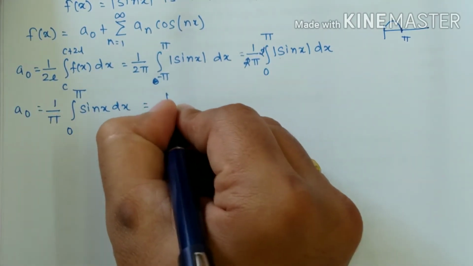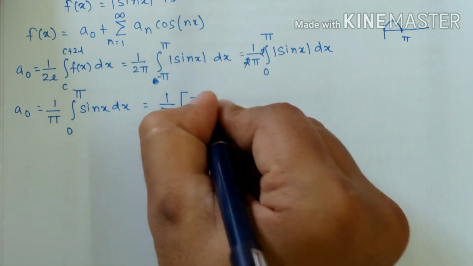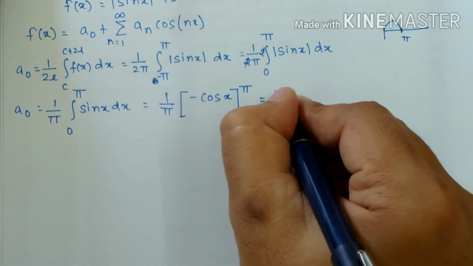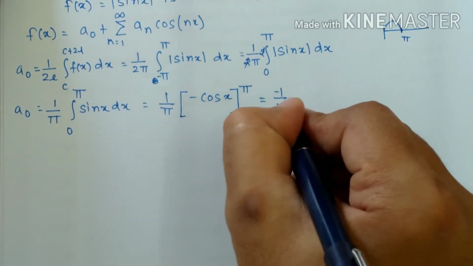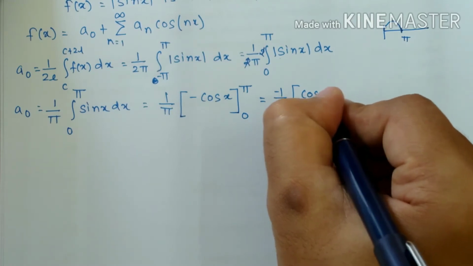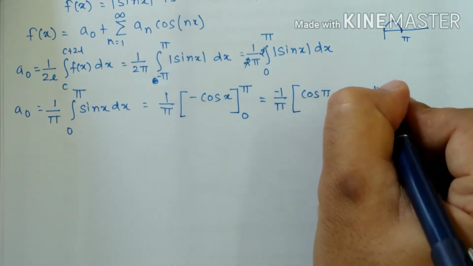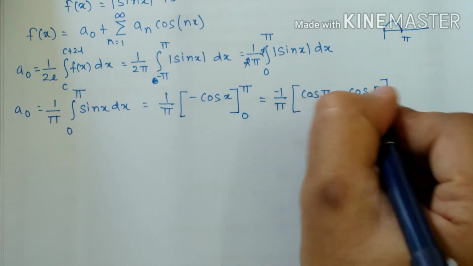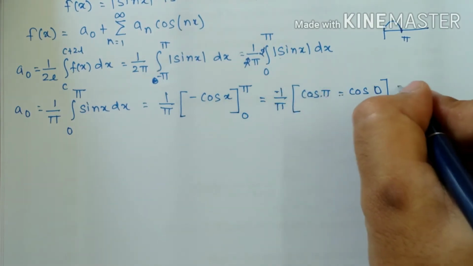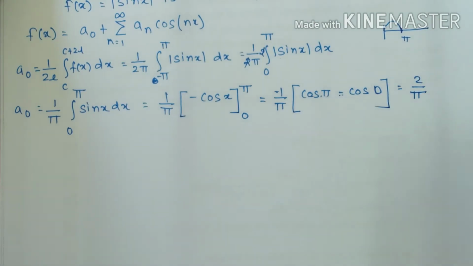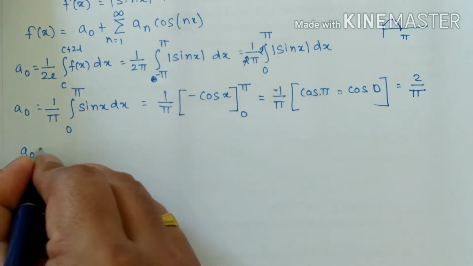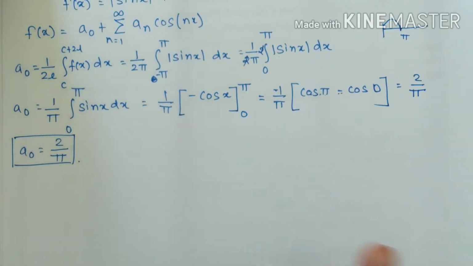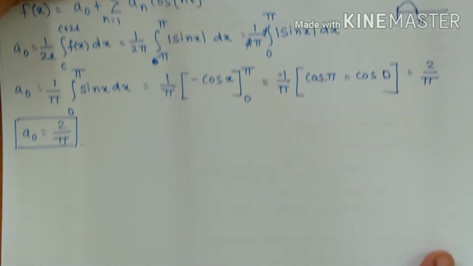Now, integration of sin x is minus cos x, limits from 0 to pi. I'll take the minus outside. So, minus 1 upon pi into bracket cos pi minus cos 0. Cos pi is minus 1, cos 0 is 1. But there is a minus sign. So, minus 1 becomes minus 2, and this minus 1 becomes 2 upon pi. Hence, the value of a naught is equal to 2 upon pi. Remember this. Now, we are going to calculate the value of an.